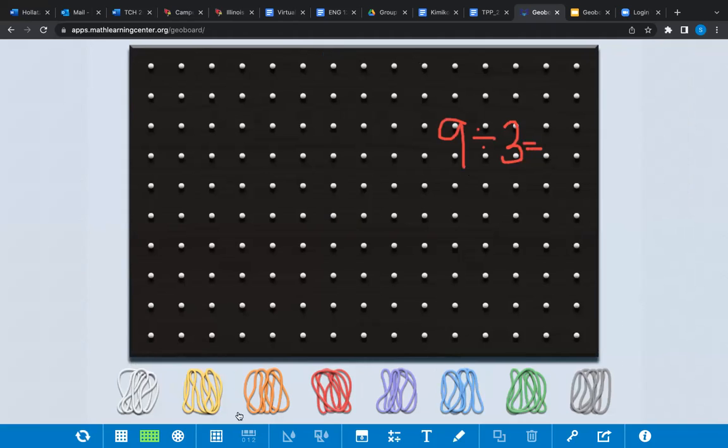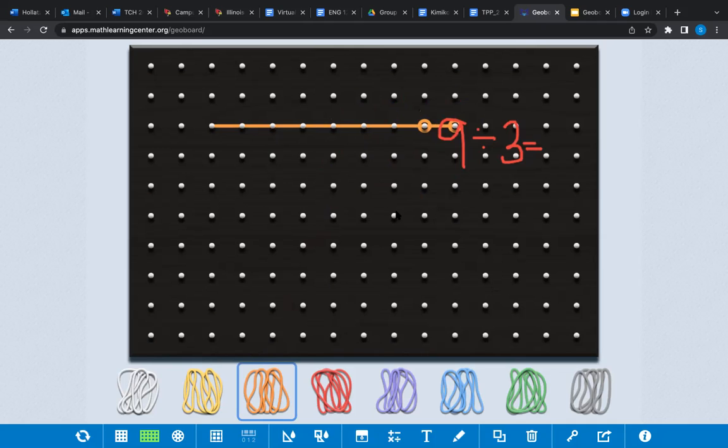So now we are going to be using our rubber bands. I use the color orange and I will be doing 9. So that is 1, 2, 3, 4, 5, 6, 7, 8, and 9. Let me count it off. 1, 2, 3, 4, 5, 6, 7, 8, 9. Good.